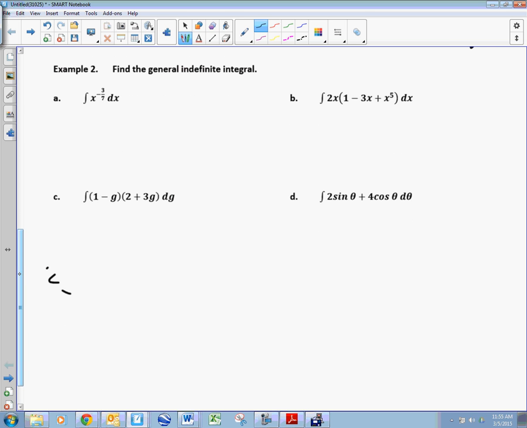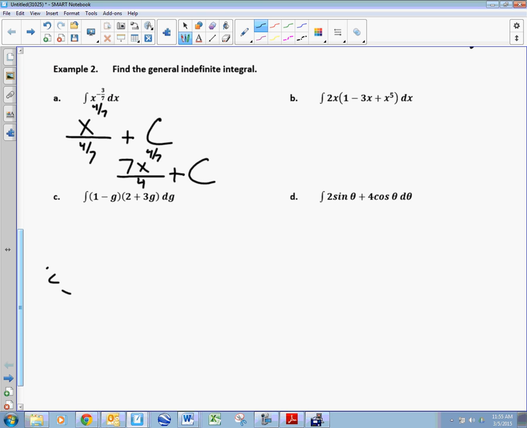Example 2. Find the general indefinite integral. Indefinite because there's no bounds. So I'm going to add 1 and I get x to the 4 over 7 divided by 4 over 7. It is a negative, but because I add 7/7, negative 3 goes to 4. So you got 4/7. So I get 7x to the 4/7 over 4 plus c. That's my answer. We're taking the antiderivative, putting a c on the end.